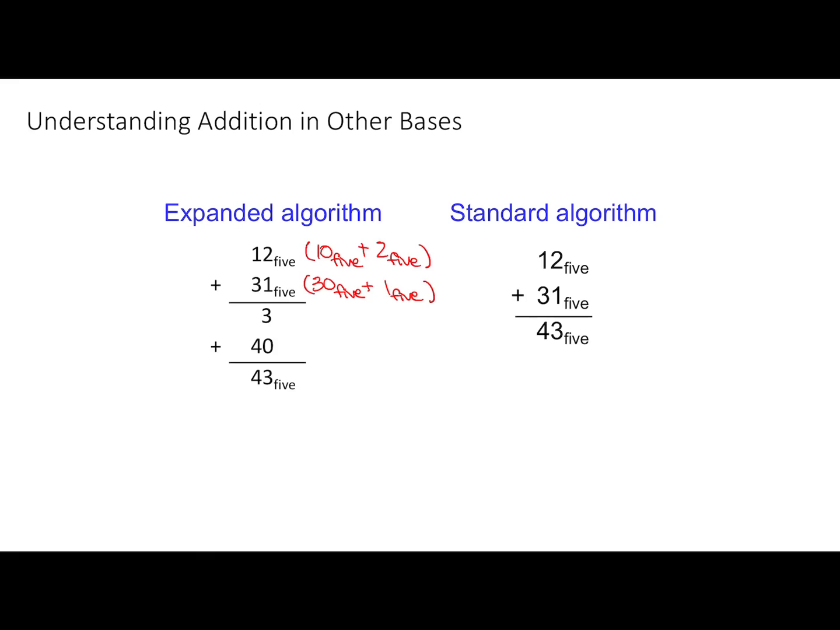All right, we saw on the last slide how we could use the standard algorithm with regrouping. All the other algorithms that we looked at also will apply in base 5. So you can use the lattice algorithm, you can use the scratch algorithm, you can use compensation. We want to get comfortable with all of those. You can think about making 1, 0. So instead of making 10 now, we're making 5, right? That's what 1, 0 represents, to help you do that addition.